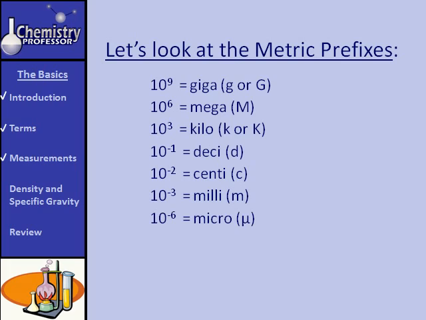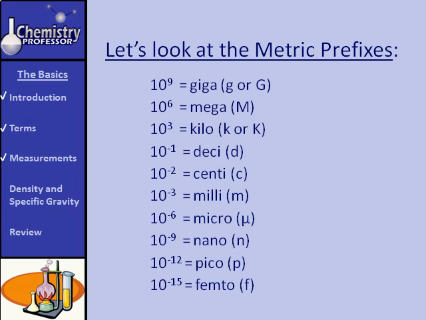Micro is using the Greek letter. Nano is a lowercase n. Pico is a lowercase p. And femto is a lowercase f. You're going to find that the more modern textbooks and resources use the lowercase letters, except in the case of mega. But that really doesn't bother us very much because we don't use mega very much in chemistry. That's getting to be rather large.